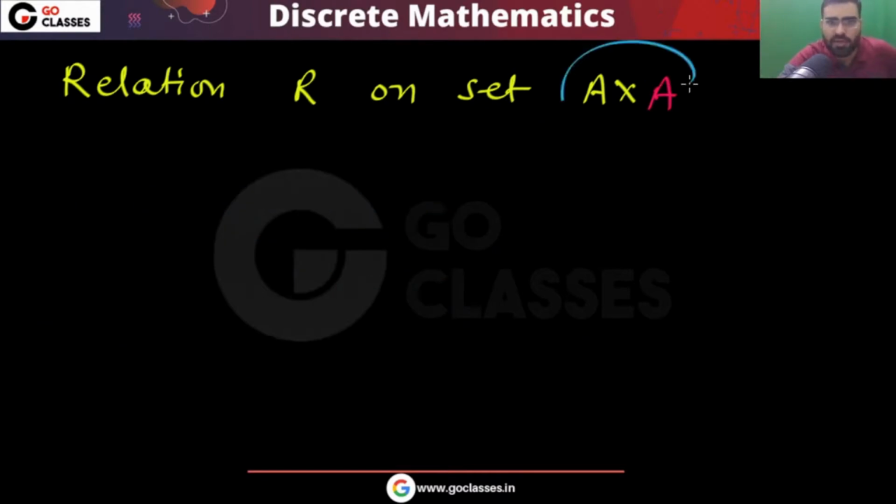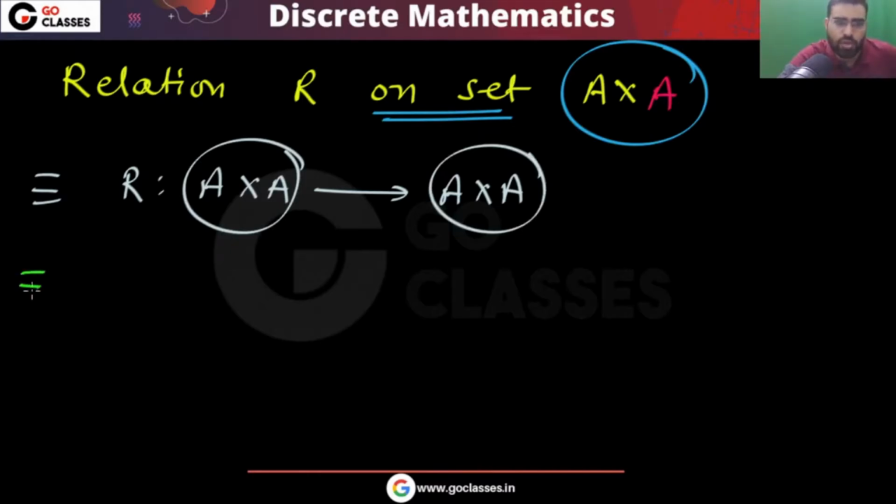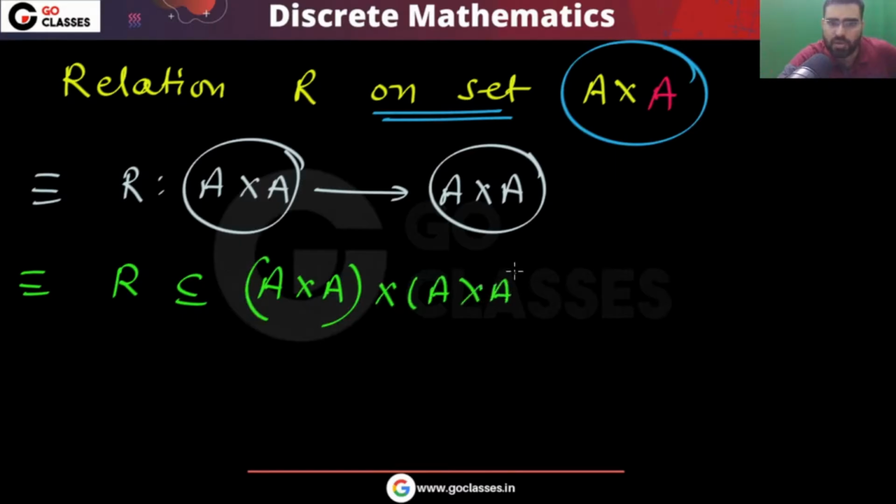Now let's see, if you have a relation on set A cross A, then in this situation you can say that this is from A cross A to A cross A, and elements of A cross A will be related to elements of A cross A. You can also say that this relation R is a subset of (A cross A) cross (A cross A). Next, you can say that in this relation R you have ordered pairs.